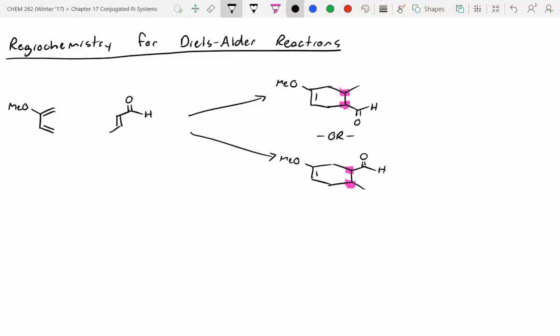I'll give you guys a hint, too. When you're trying to determine the regiochemistry, try drawing the resonance structures for both your diene and your dienophile. So draw all of the resonance structures for these guys over here.